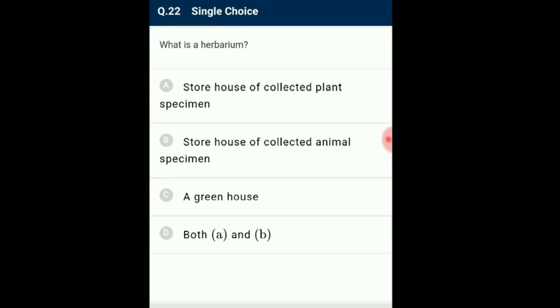It is generally called an exsiccate. Fungal preservation, that is the collection, is generally termed a fungarium. Animal specimens are generally stored in museums for scientific study and research. The answer is option A. Storehouse of collected plant specimens.